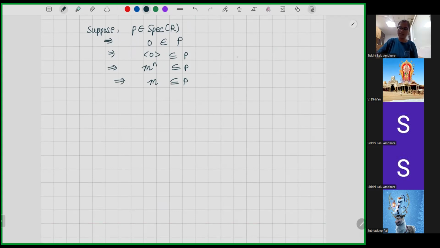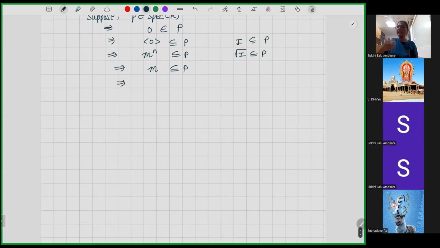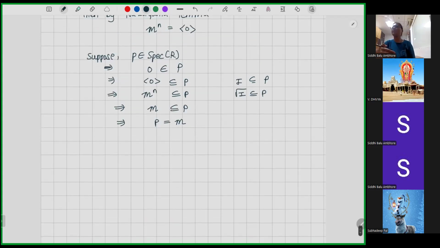Okay, so if some ideal is contained in a prime, its radical is also contained in that prime. But M is a maximal ideal. So these imply what? That this P is in fact M. So we started with some prime ideal in the spectrum and we didn't specify anything. We just took an arbitrary prime ideal in the spectrum, and I got that P is equal to M.